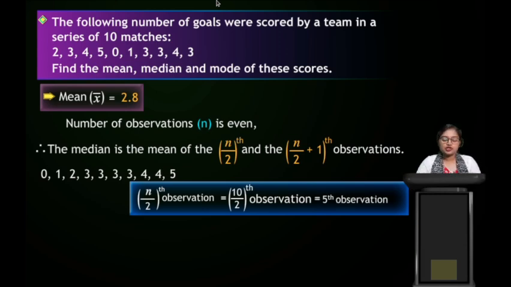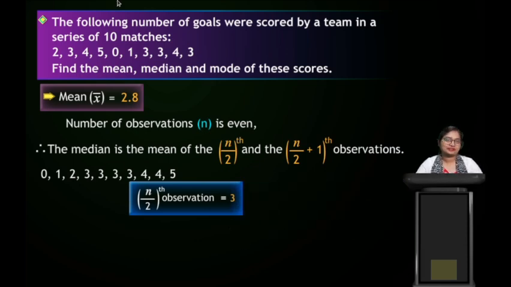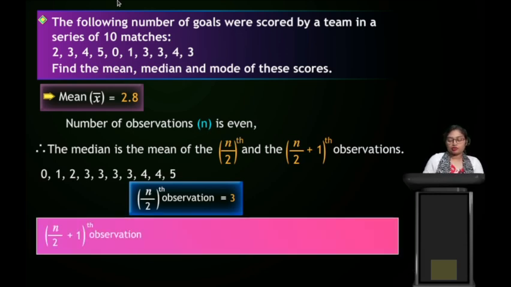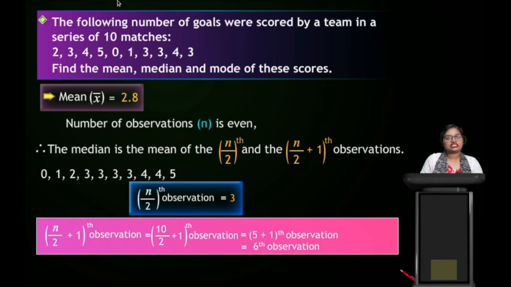So what is the 5th observation in this data, children? Yes, you are correct. It is 3. So 3 is the 5th observation in this data. Then what do we have to find out next? Yes, we have to find out the n by 2 plus 1th observation. So now let's start that. Here the number of observations is 10. Therefore 10 by 2 plus 1th observation will be the 5 plus 1th observation. That means it is the 6th observation.